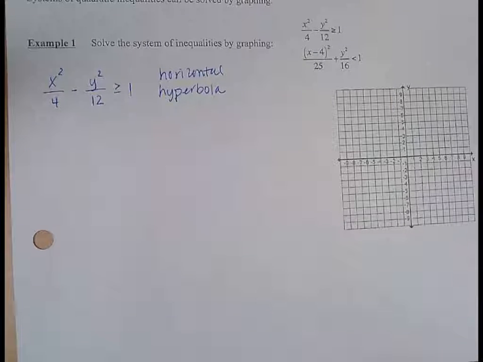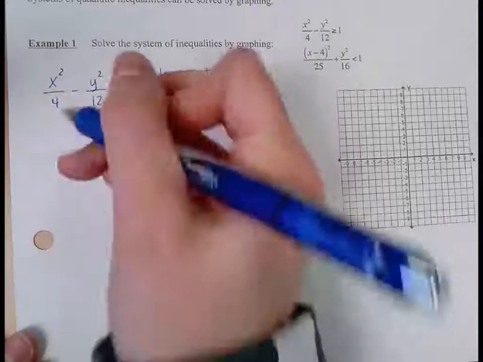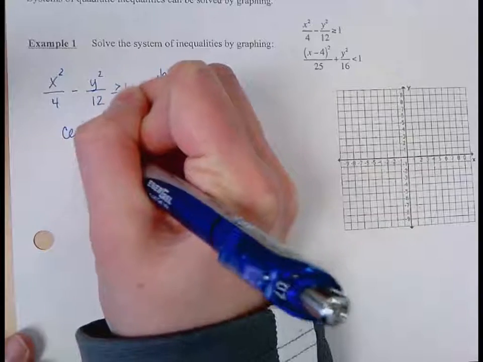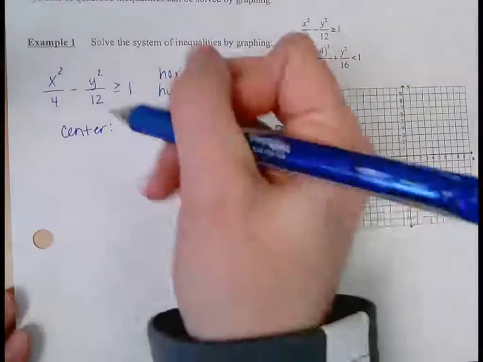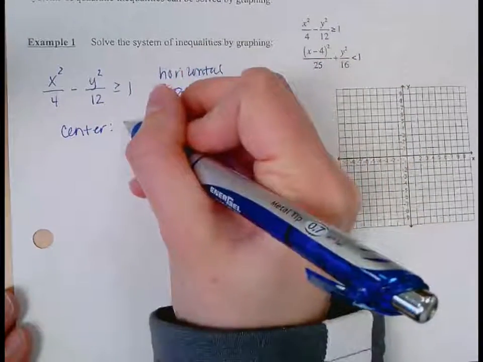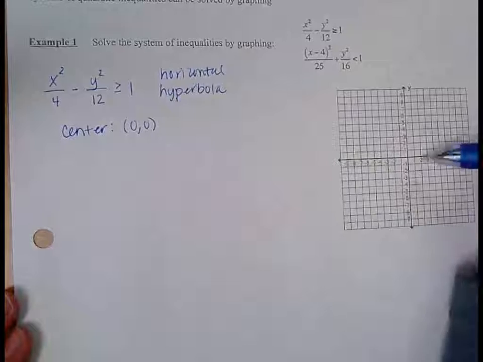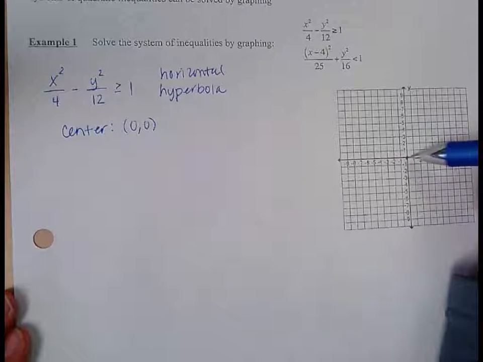But if I know this is a horizontal hyperbola, think of how we graphed hyperbolas. I first had you find the center. So we would need to know h and k from the inequality. What is the center of this hyperbola? 0, 0. H and k based on the x squared and y squared are both 0. So I can plot 0, 0 right away.